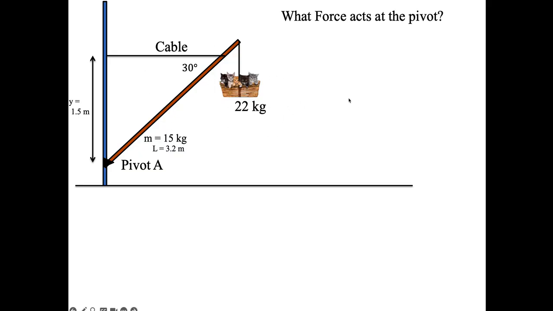So what I want to know is, right, I've got the weight of the cats, I've got the weight of the rod, there's a tension on the cable, right? And so there's going to be some forces here acting at the pivot that's pushing on this in the X and the Y direction. Okay, so a question like this could say, hey, what forces are acting at the pivot?